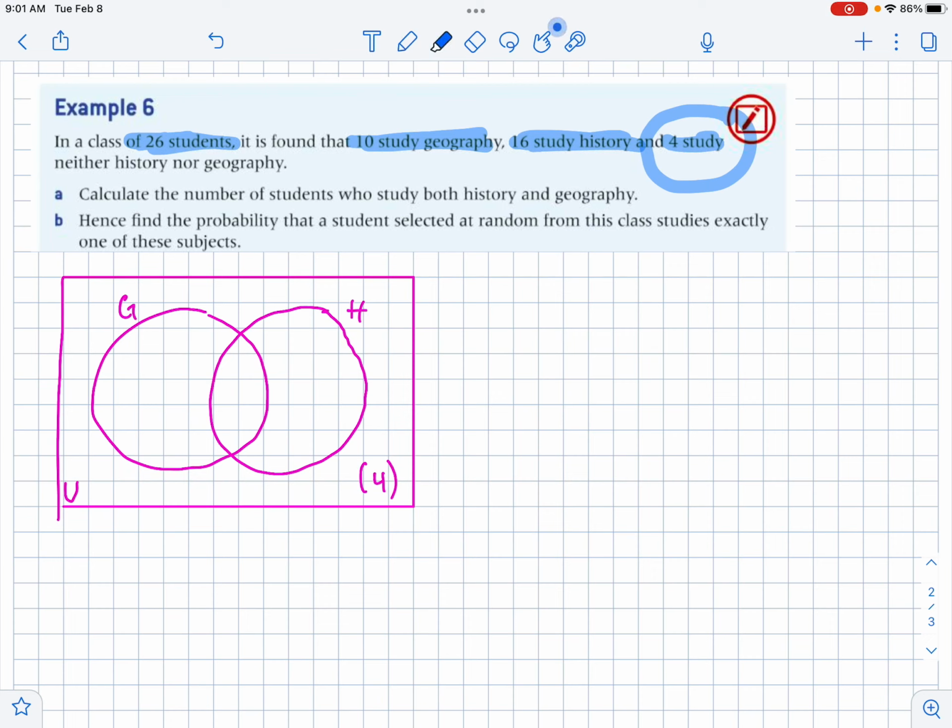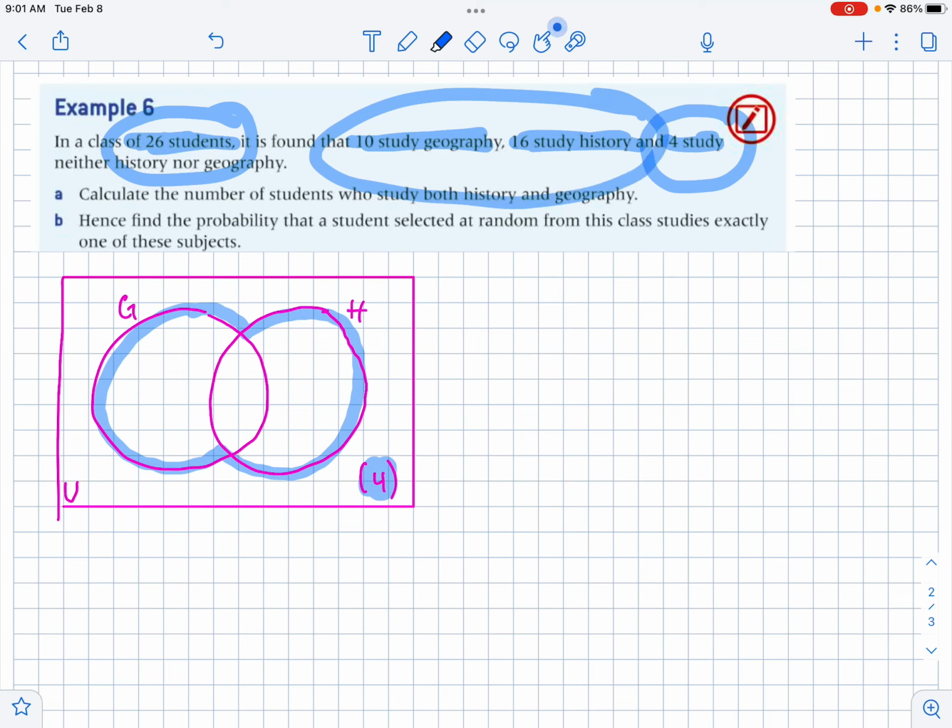Now that means in these 2 circles, that has to add up to 22, because there's a grand total of 26. If you take these 4 people out of it, there's 22 left over, which means those 2 circles overlapping have to add to 22. Now, if I look at the 10 people studying geography and 16 studying history, that adds up to 26, which is bigger than 22. It's 4 bigger than 22, which means there have been 4 people double counted. There are people that study both geography and history.